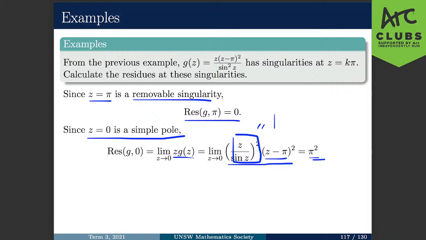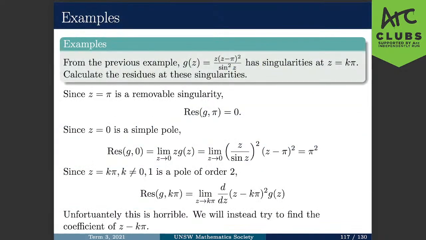Okay, so finally, k pi, when k is not 0 or 1. You could, of course, use the formula that we just had. In this case, we have to differentiate z minus k pi squared multiplied by g of z. And unfortunately, this is horrible. Here we're actually multiplying g of z by this thing. That is quite horrible. You have to multiply them together and then differentiate. I assume none of you want to do this.